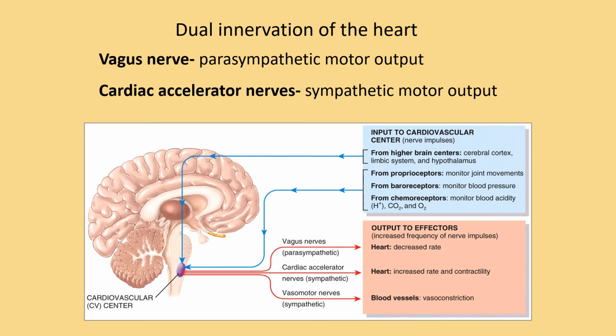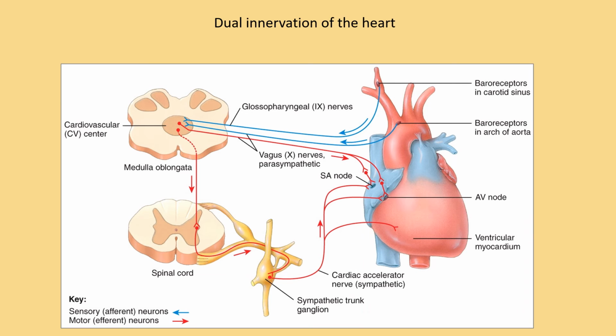So just to reinforce this idea of dual innervation, where the effector is innervated by two different sets of motor neurons. For the heart, parasympathetic motor output is delivered via the vagus nerve, and sympathetic motor output is delivered by cardiac accelerator nerves. Here's a way to visualize that. So on the left, you clearly see a heart. I hope you recognize that.